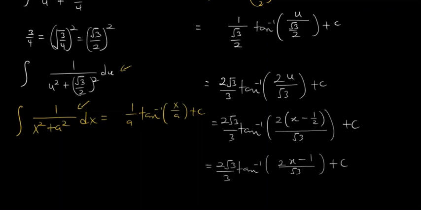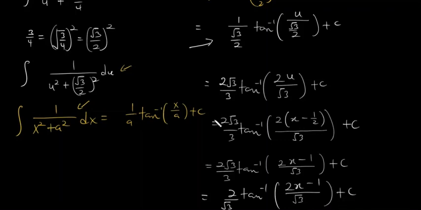Let's look at another way to write our answer. We have 1 over root 3 on 2 here. You can just write that as 2 over root 3, and then multiplying the tan inverse of 2x minus 1 on root 3, plus C. So if the answer is not in this form, then it will probably be in this form.